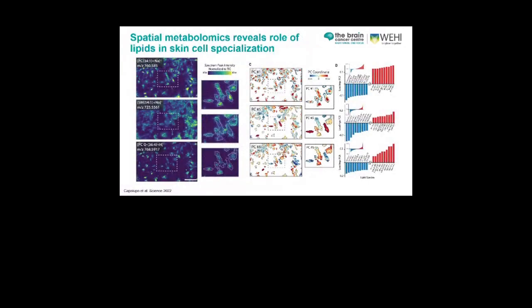One stunning example of the power of what spatial metabolomics can do is this recent study by Capolupo. They looked at lipid abundance at subcellular resolution, and they could show that there are some lipids that are really involved in determining the intracellular heterogeneity versus some that are involved in determining the intercellular heterogeneity.